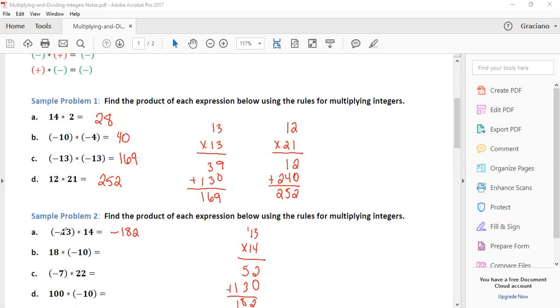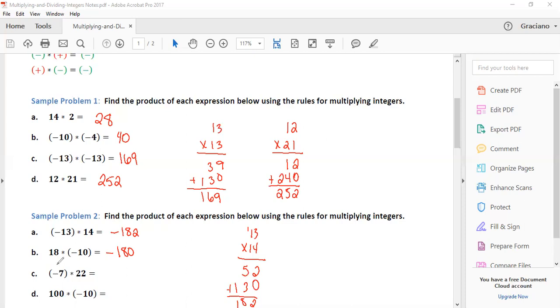Positive 18 times a negative 10. I have one positive number, one negative number. That means my answer is going to be negative. So I should have negative 180 as my answer, because whenever I multiply anything by 10, I'm just adding a 0 onto the back of it.